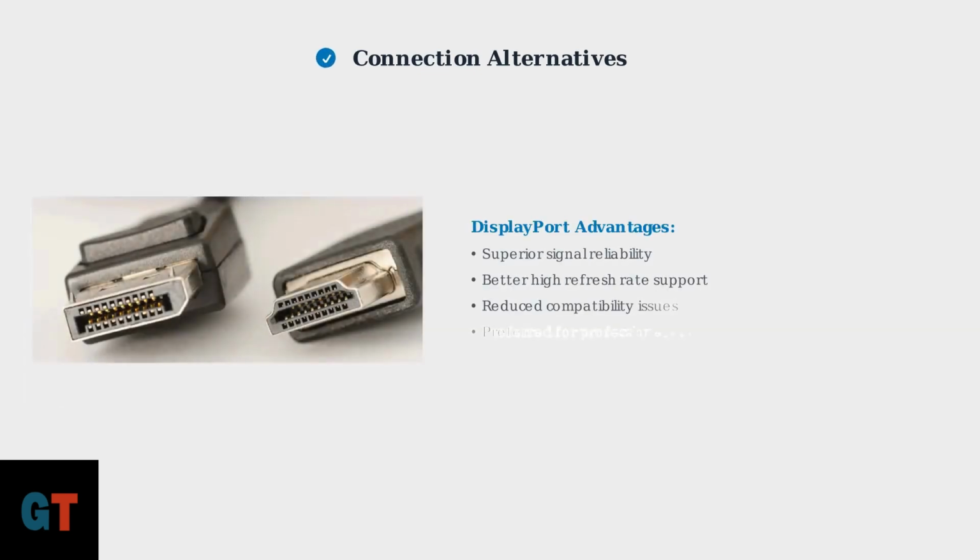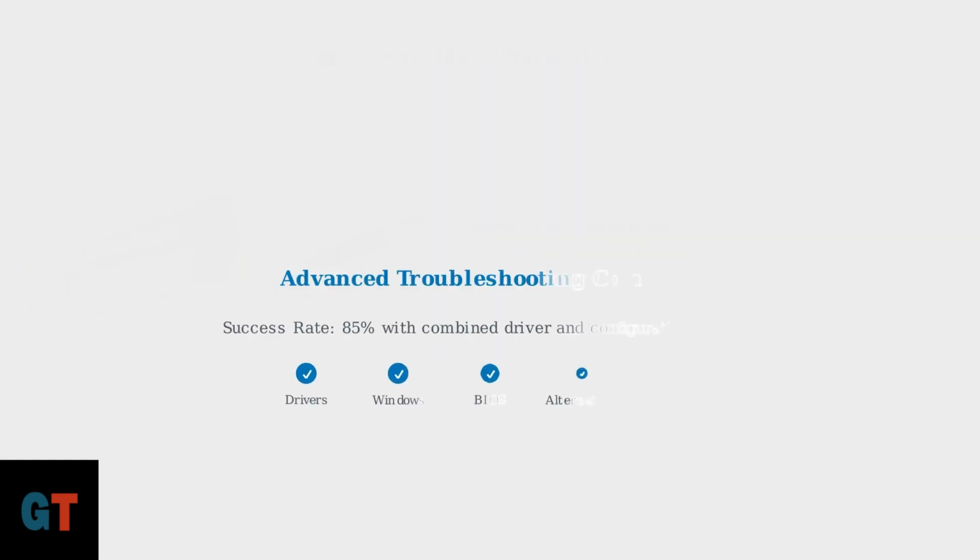DisplayPort connections offer superior reliability compared to HDMI for computer monitor applications. When available, DisplayPort should be the preferred connection method due to its robust digital signal transmission and better compatibility with high refresh rates. These advanced troubleshooting methods resolve the majority of persistent HDMI detection issues.